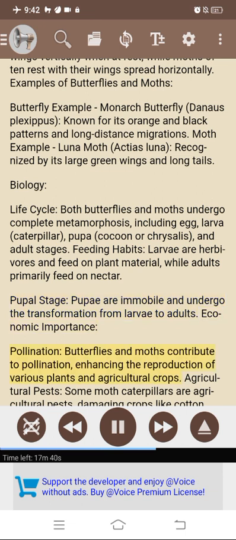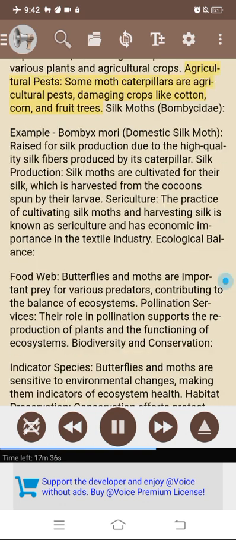Economic importance. Pollination. Butterflies and moths contribute to pollination, enhancing the reproduction of various plants and agricultural crops. Agricultural pests. Some moth caterpillars are agricultural pests, damaging crops like cotton, corn, and fruit trees. Silk moths, Bombyx mori.